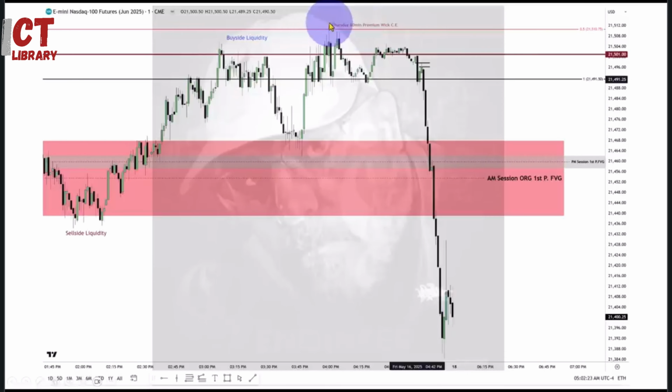It hits that, sells off, consolidates, and breaks. We have a shift in market structure here. Here's model 2022. Fair value gap. Breaks lower, trades to the PM session first presented fair value gap. That's always low-hanging fruit. And then it trades to the low of it, attacking the sell side here, and then just extrapolates to the downside.